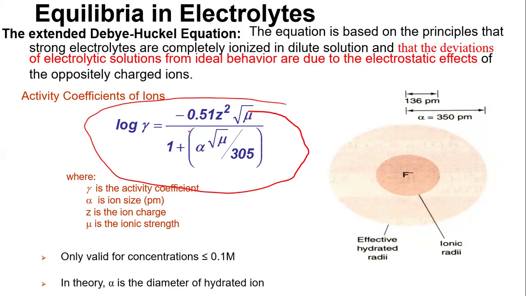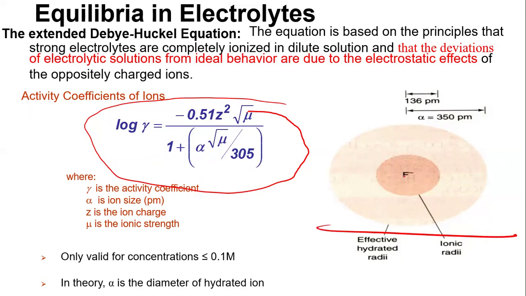Right? Good. Now, in this equation, we have log of the activity coefficient being equal to negative 0.51, the charge squared and the square root of the ionic strength, all over 1 plus alpha, the ionic size. Now, the ionic size is actually a diameter. So let's look at this picture to understand it well.